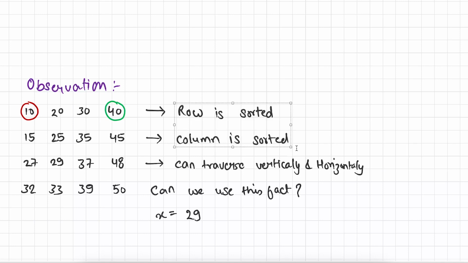What is the significance of these two facts, that rows and columns are sorted in ascending order? Can we use this fact to solve this problem? Obviously, if something is given in the problem, there is a strong possibility that we can use this fact to solve it.